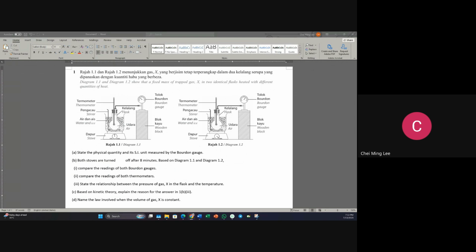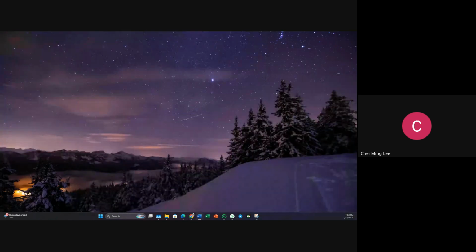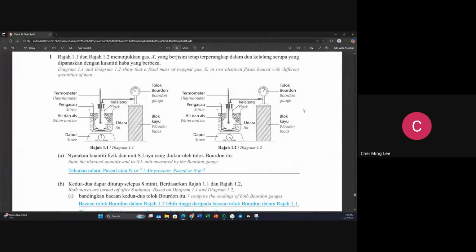Okay. All right. So let's see the answer. Diagram 1.1 and 1.2 shows that the fixed mass of trapped gas X in two identical flasks is heated with different quantity of heat. Okay. So this is the one.